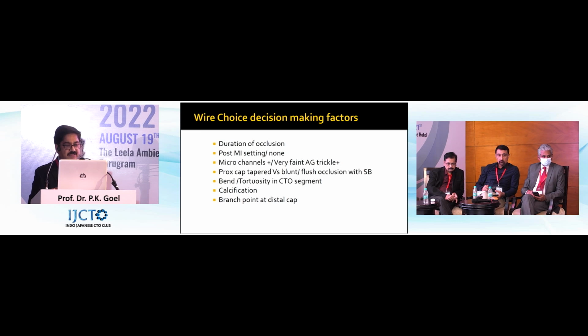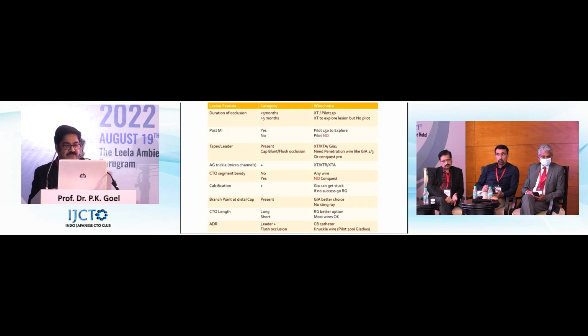If there is a bend or tortuosity, then again you have to see how much. In tortuosity you cannot use a Conquest type of wire. You should probably not, because there it usually goes straight. So that is important. Calcification, you have to understand if you're using a Gaia type of wire, there's a calcification. I'll just talk to you about it. And then if there's a branch point at the distal cap, then ADR technique may not be the best technique.